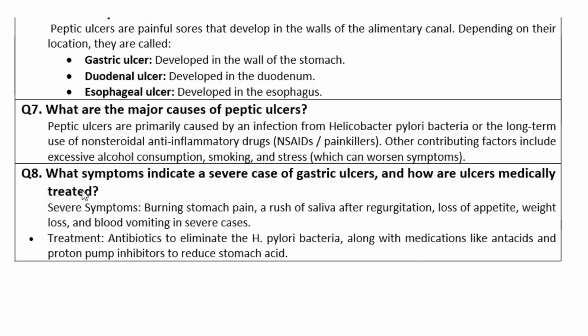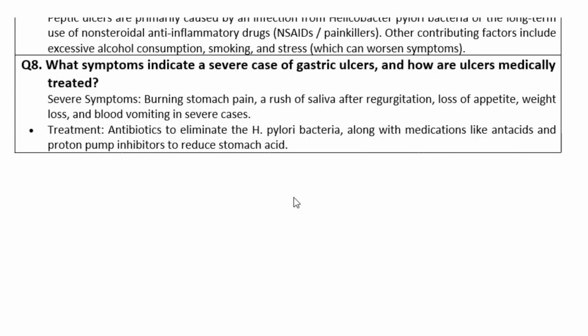Question number 8. What symptoms indicate a severe case of gastric ulcer and how is an ulcer medically treated? Severe symptoms: burning stomach pain, a rush of saliva after regurgitation, loss of appetite, weight loss, and abdominal vomiting in severe cases. Treatment: antibiotics to eliminate the H. pylori bacteria, along with medications like antacids and proton pump inhibitors to reduce stomach acid.